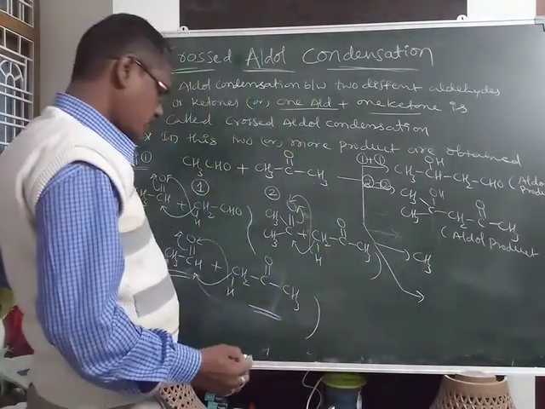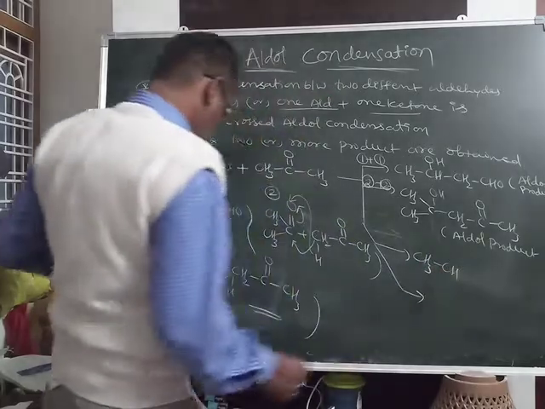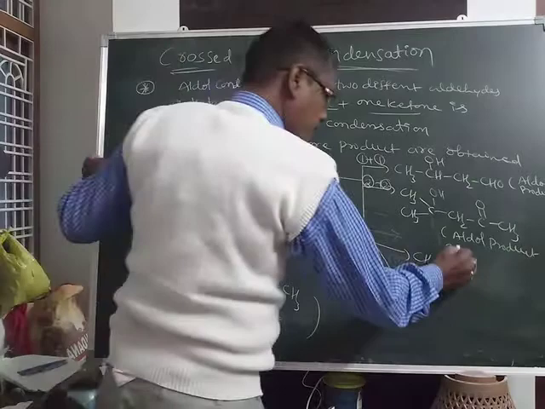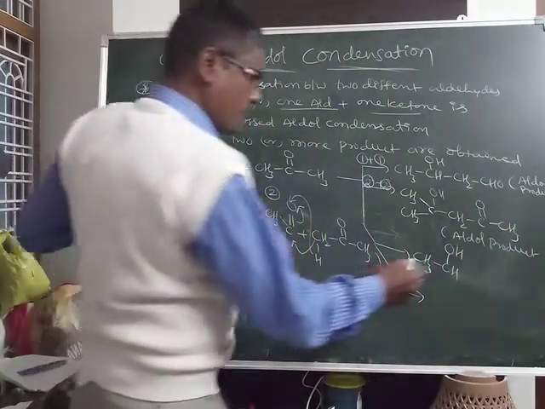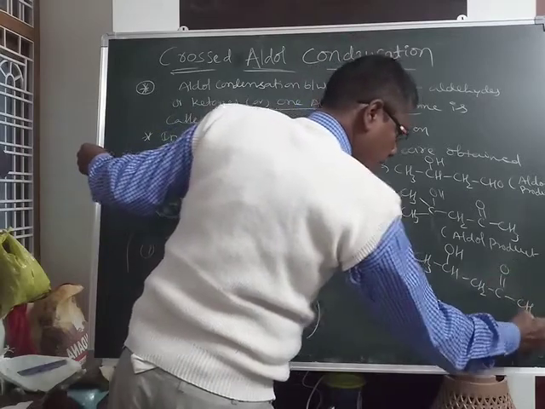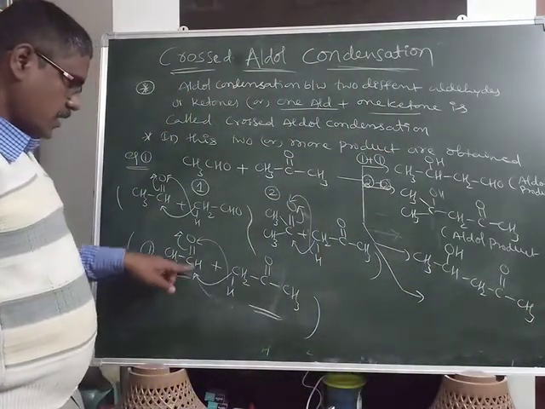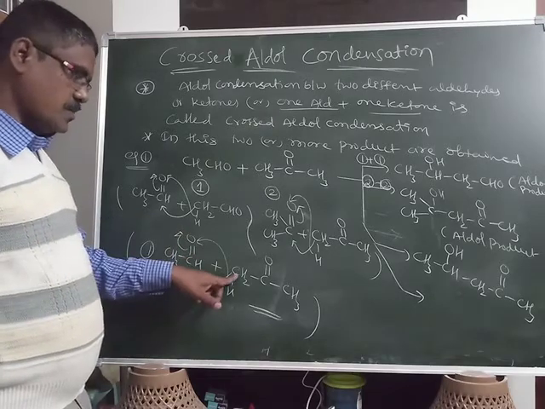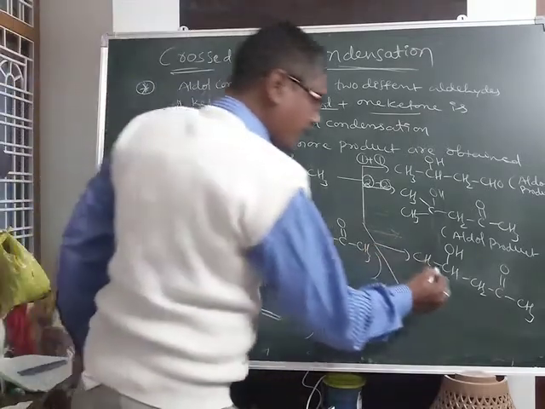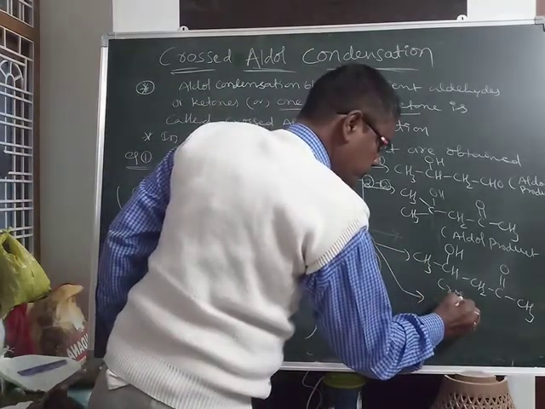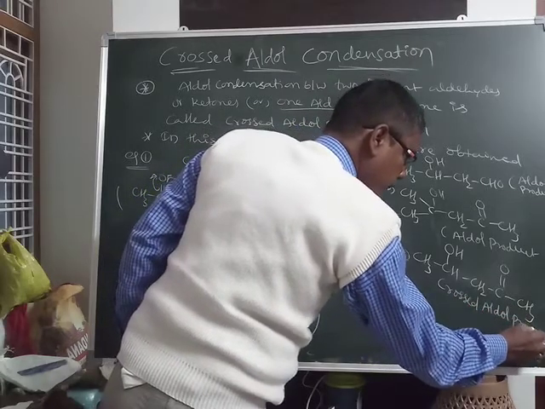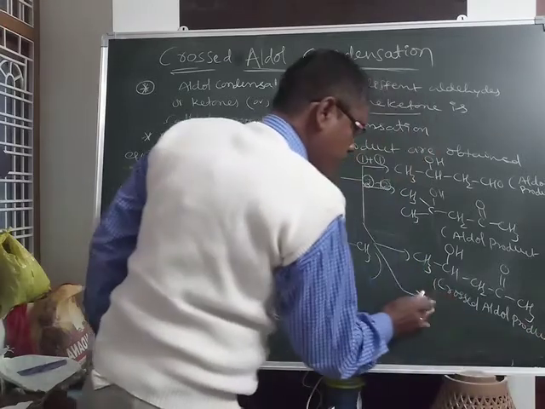CH3 is already present, CH is already present. Now the double bond is converted into a single bond and oxygen is bonded with hydrogen, with a new carbon to carbon bond to CH2, followed by C double bond O, CH3. So CH3CH(OH)CH2COCH3 is the crossed aldol product.